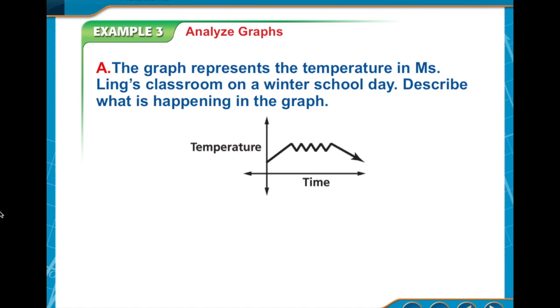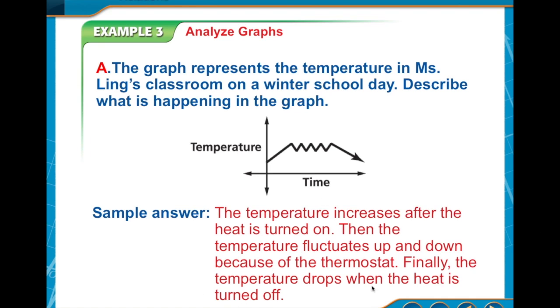So in words, we want to analyze this graph. And you could say something along the lines of this. It doesn't have to be exact, but something like the temperature increases as the heat is turned on, because we're talking about the winter. Temperature goes up. Then the temperature fluctuates. It goes up and down, back and forth. Finally, the temperature drops when they turn the heat off. It gets cold again because it's wintertime. The temperature goes up, fluctuates, and then goes down. Something like that is what you need to say when analyzing these graphs. So for 3A, you need to have something down like this, describing this picture. And that's all you need for 3A today.